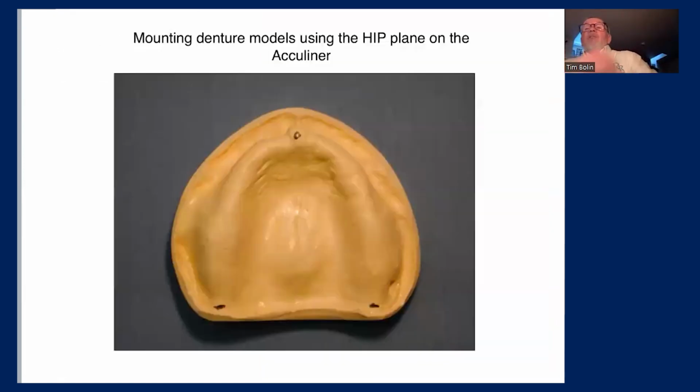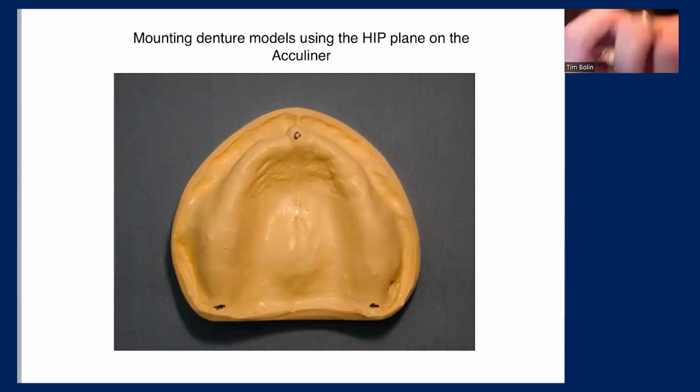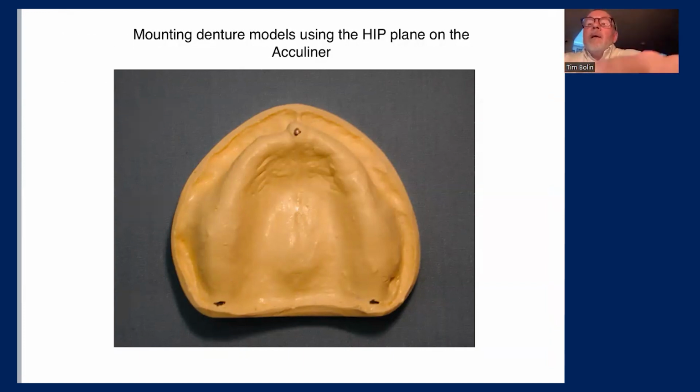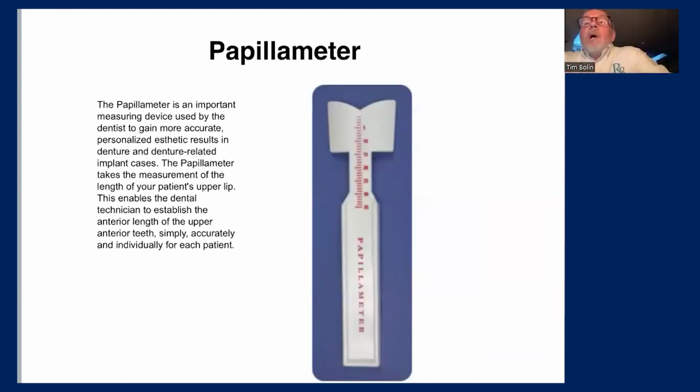When we're mounting dentures on the Acculiner, we're going to use a very similar mounting technique, but we're going to add just a couple of things to the case. The papillometer is a really important tool, very inexpensive. I think they run about $50, $60. But it's an important measuring device used by the dentist to gain more accurate, personalized aesthetic results in denture and denture-related implant cases. The papillometer takes the measurement of the resting lip length.